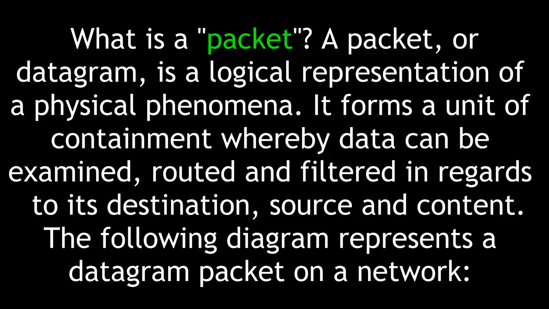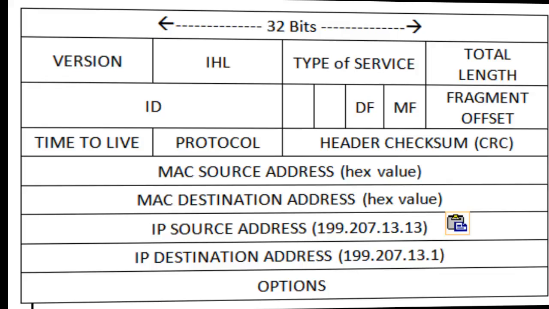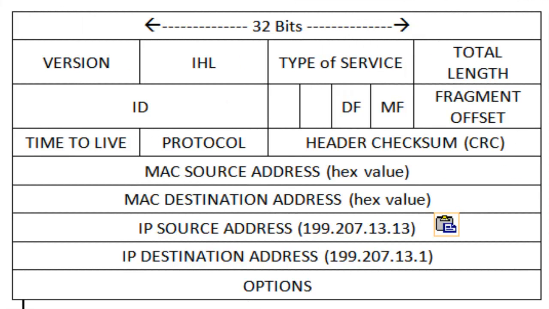Some may ask, what is a packet? A packet, or a datagram, is a logical representation of a physical phenomenon. It forms a unit of containment whereby data can be examined, routed, and filtered in regards to its destination, source, and content. The following diagram represents a datagram or packet.